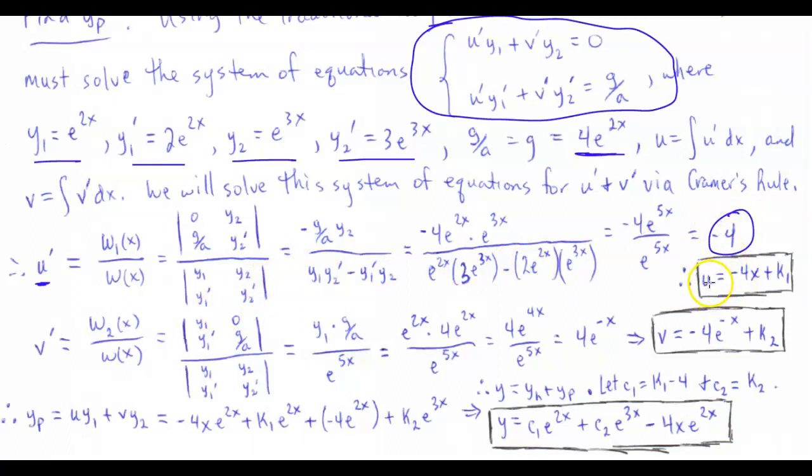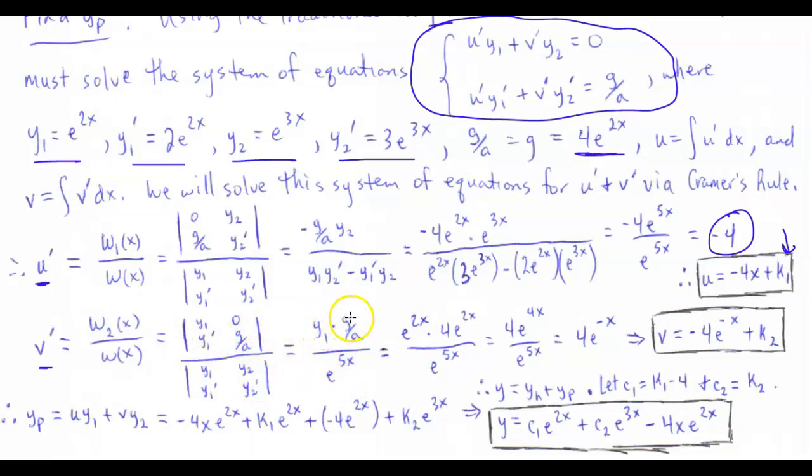So the antiderivative of that is just going to be minus 4x. And if I was being formal and writing out the integration constant, I would have negative 4x plus an integration constant. I do the same thing with v prime, do my Wronskian sub 2, which means that it's the same as the Wronskian in the numerator, but I replace the second column, since this is a 2, with 0 and g divided by a.